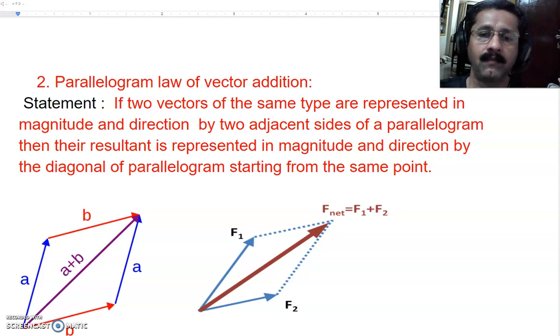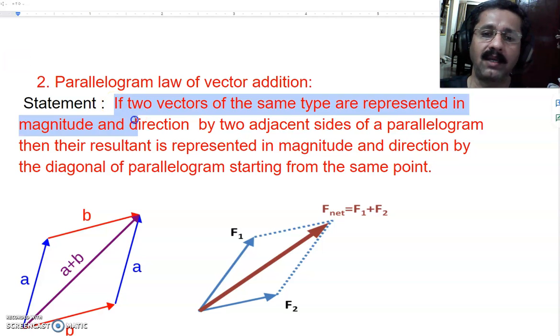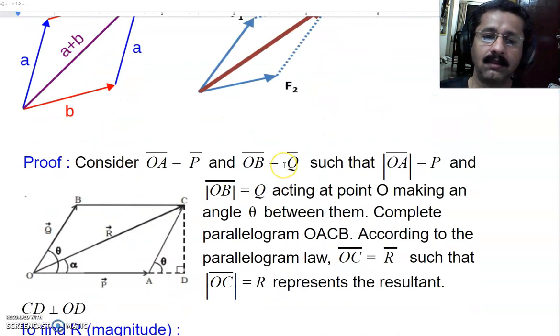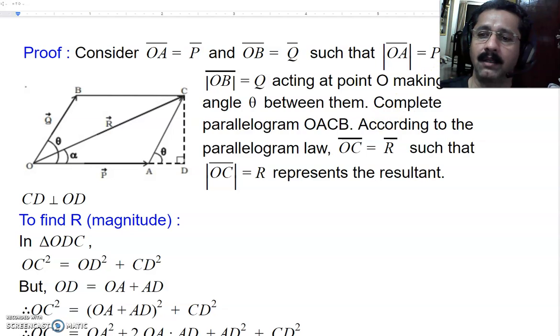I will once again start with a revision of the statement of the parallelogram law of vector addition. The law states that if you have two vectors of the same type represented in magnitude and direction by two adjacent sides of a parallelogram, then the resultant is represented in magnitude and direction by the diagonal of the parallelogram starting from the same common point. Now let's go for the mathematical proof of this.